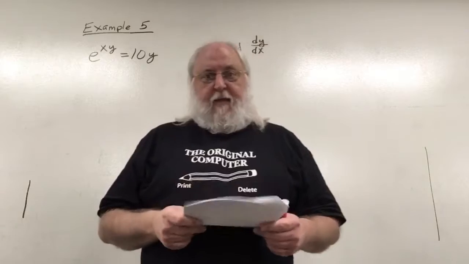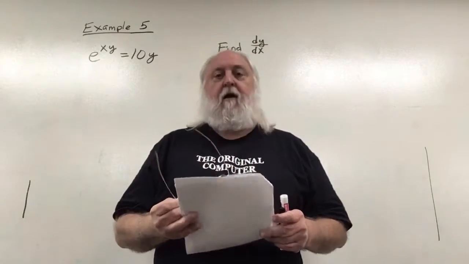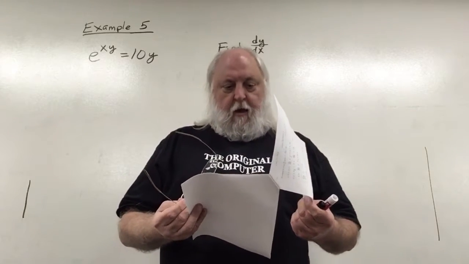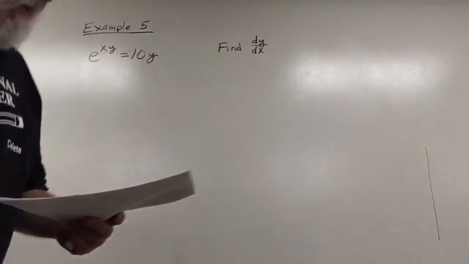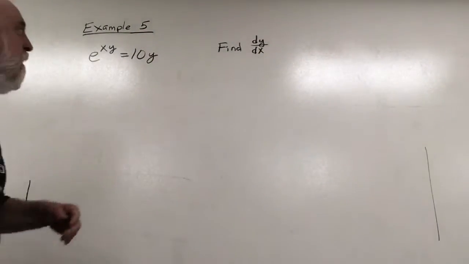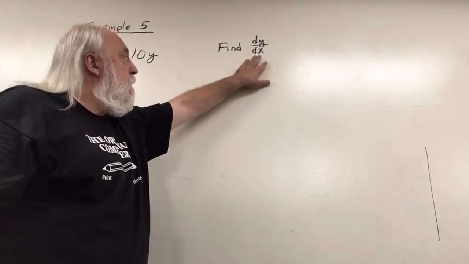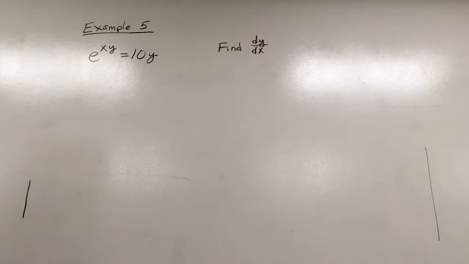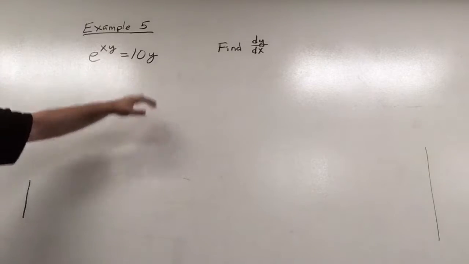Hi class, in this video I am working out example 5 on page 62 in your note packet on implicit differentiation. So we've got to find dy over dx, the derivative of y with respect to the independent variable x, and the equation we're differentiating is e to the xy power is equal to 10y.